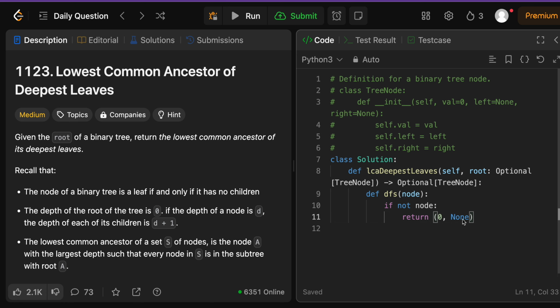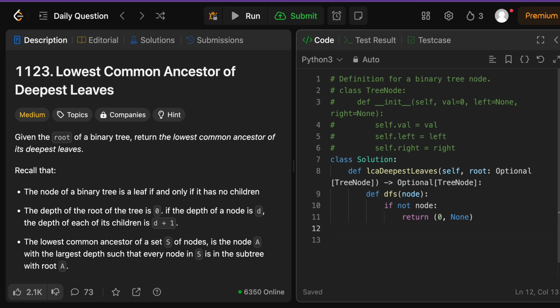Because we've literally reached a leaf node's child, and a leaf node is defined not to have any children, this is literally an undefined node, if you will. Now, once we complete our base case, we want to move on to the recursive calls and methods of this function, right?